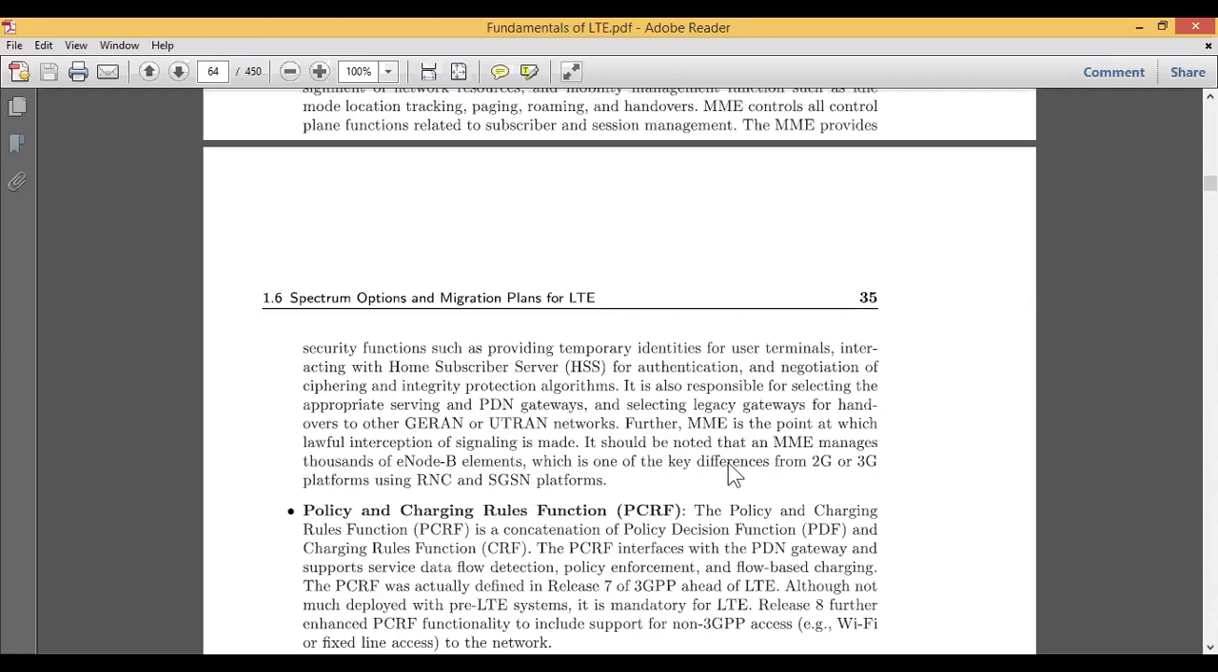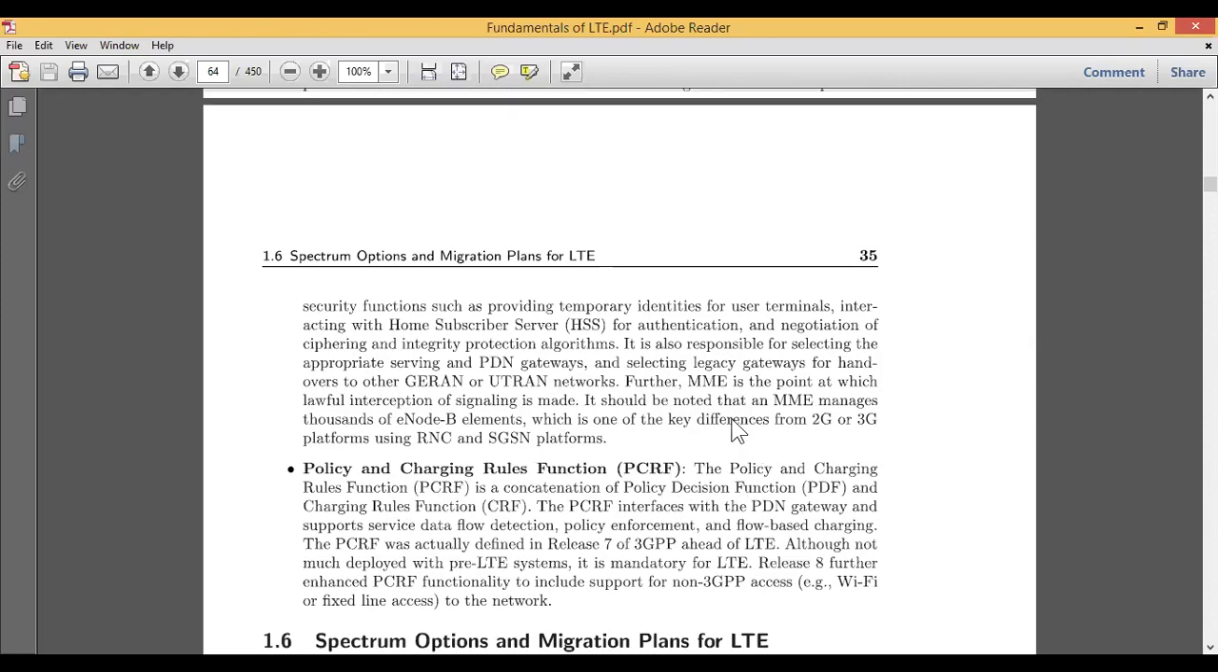With this I will conclude this topic of the LTE flat network architecture. I will be continuing with the cellular architecture in my next video lecture.